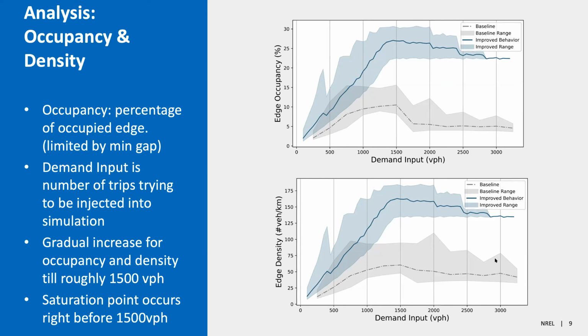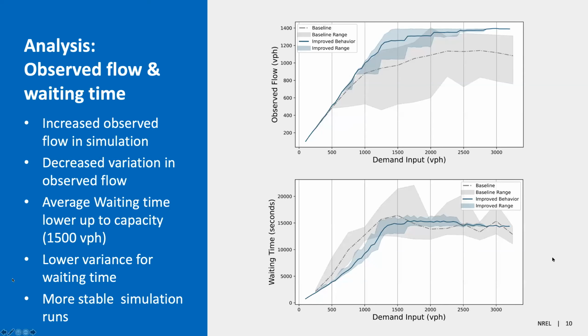And then if we can go to the next slide. All right, the next thing that we observe here is the observed flow and the waiting time. Observed flow, as opposed to the demand input, is how much flow is actually getting through that edge. Ideally, you would want to see the observed flow directly linear with the demand input. You can see on the top one that it does look pretty linear up to about 1,300 or even 1,500, and then it starts plateauing off.